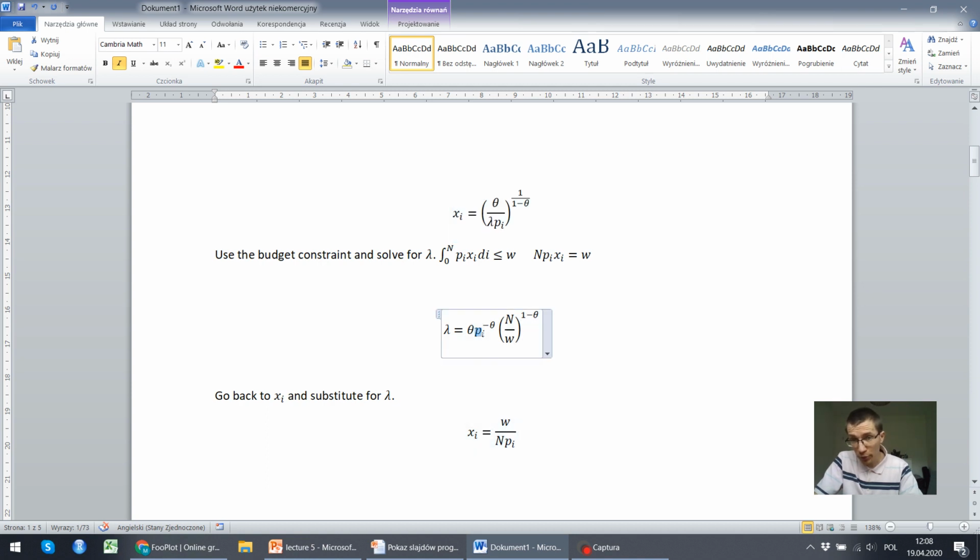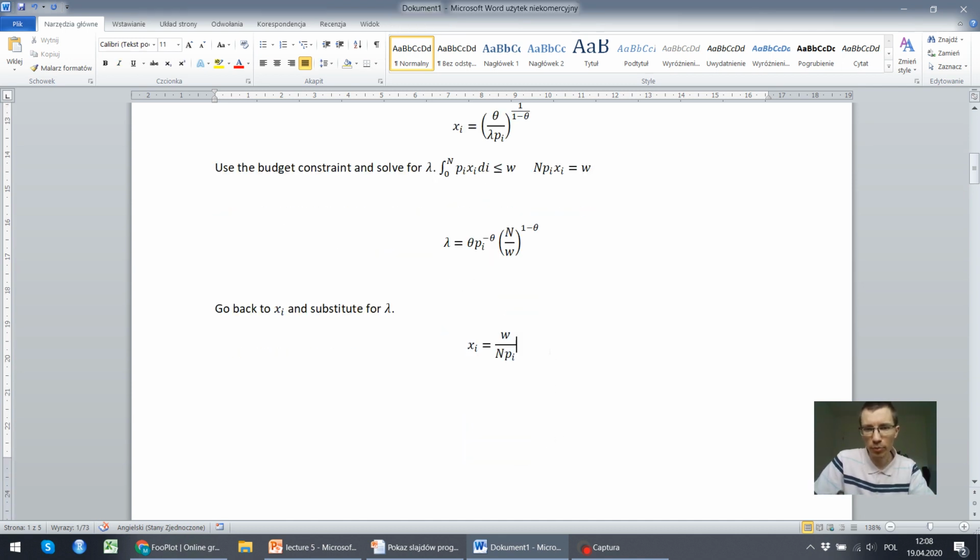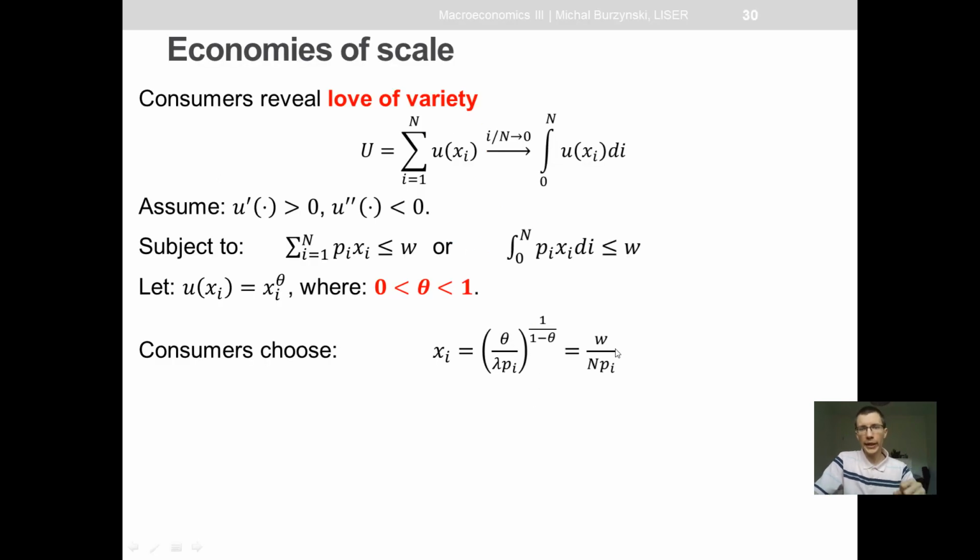Lambda is now a function of prices, capital N, which is the number of firms or the number of varieties, and W. And you just get this very simple expression for the total demand for one particular variety, which is your income, your wage, divided by the number of varieties times the particular price of a particular variety, which means that if the price of a variety goes up, you consume less of this particular variety. Fair enough. So we have our consumer decision solved.